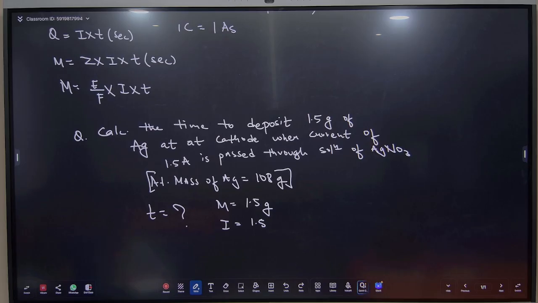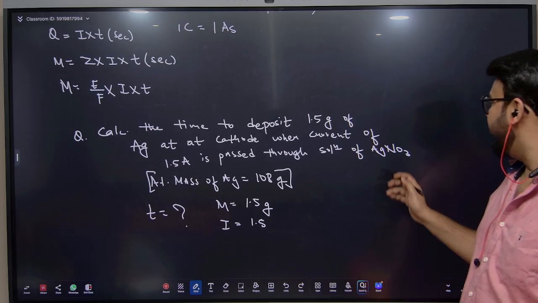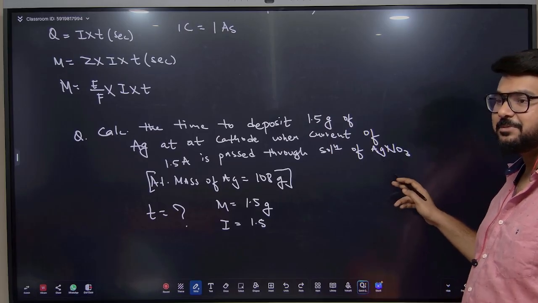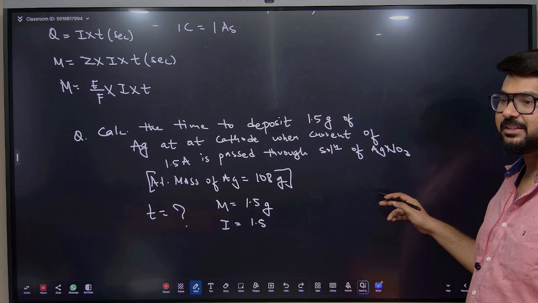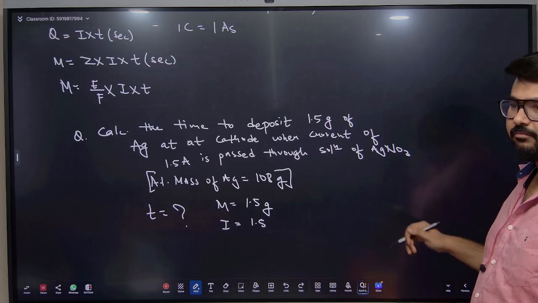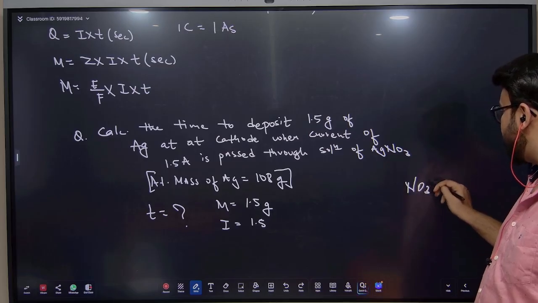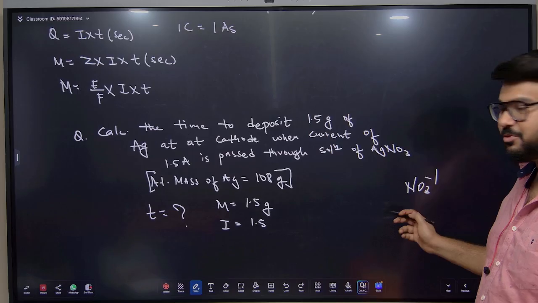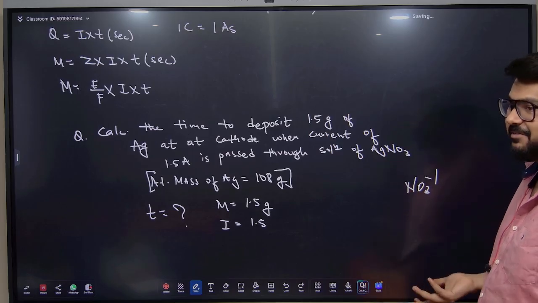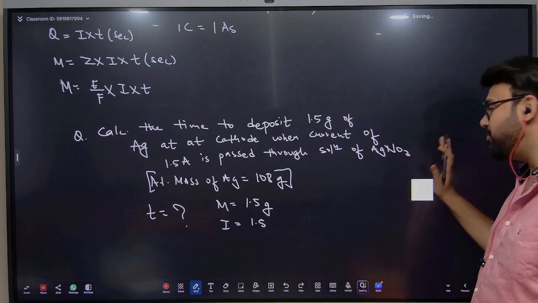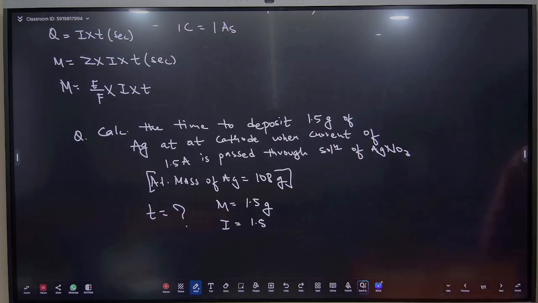What will be the n? In AgNO3, Ag is present in which oxidation number? Nitrate is always minus 1, so in AgNO3, Ag will be plus 1. So n is equal to 1, simple.